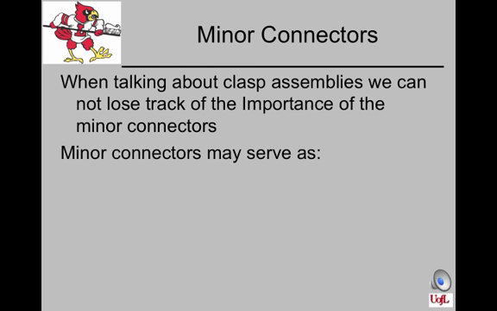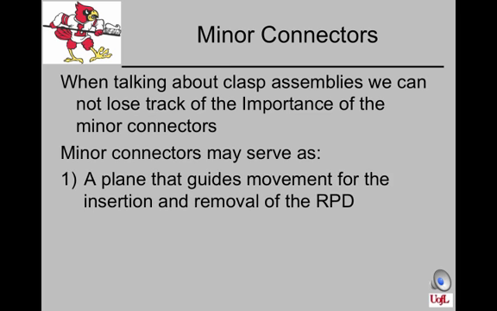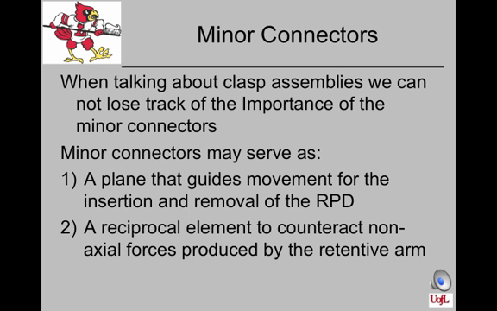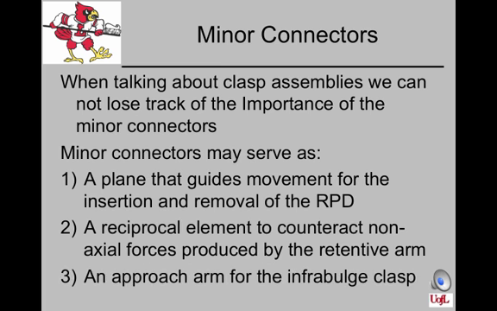When talking about clasp assemblies, we cannot lose track of the importance of the minor connectors. Minor connectors may serve as: 1. A plane that guides movement for the insertion and removal of the partial. 2. A reciprocal element to counteract non-axial forces produced by the retentive arm, such as the strut leading up to a rest, and an approach arm for the infrabulge clasp.